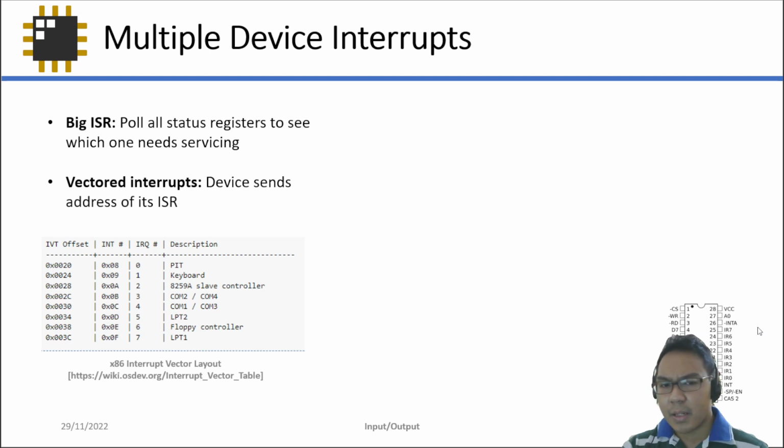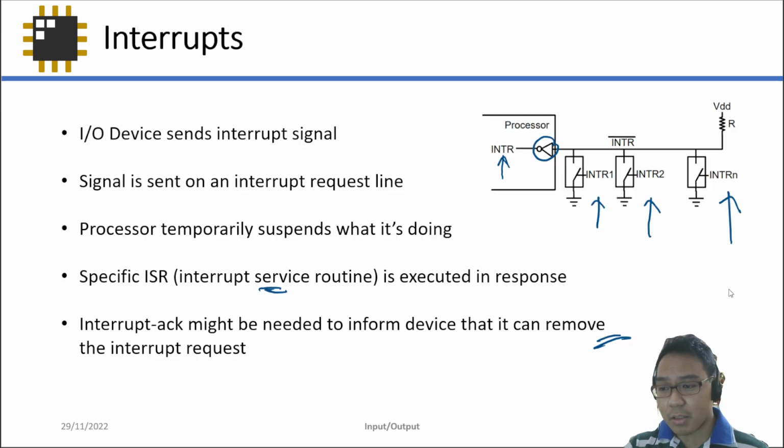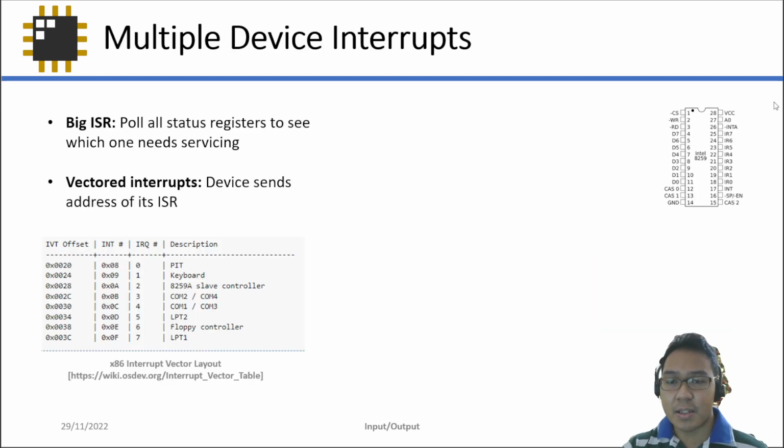But what if we had multiple devices? Well, the interrupts associated with multiple devices will all be coming from the same place, so we don't have any way to actually differentiate between the interrupts. Now, there are many ways that we can go about this.